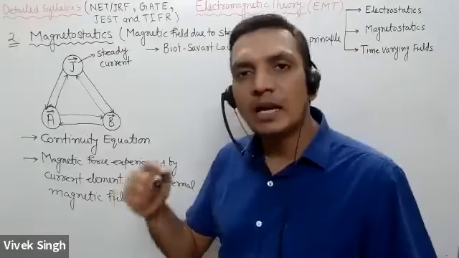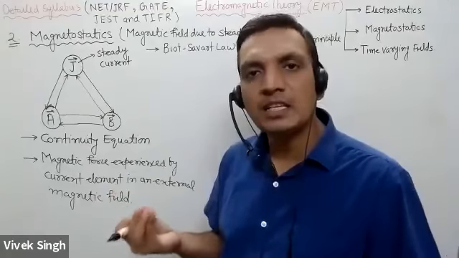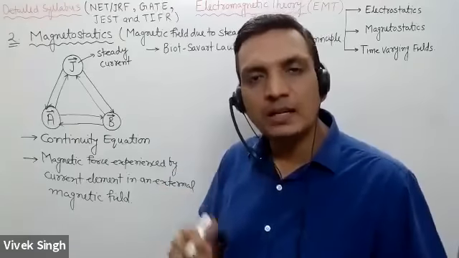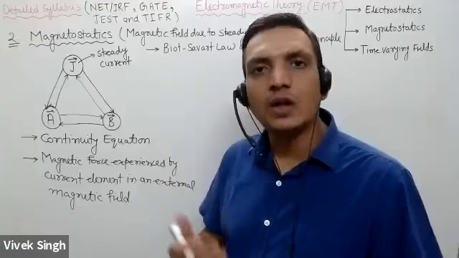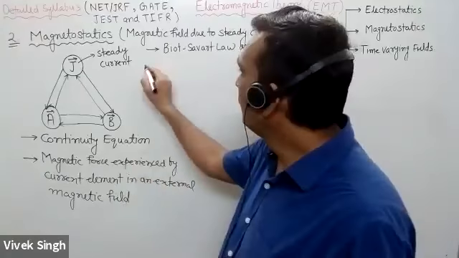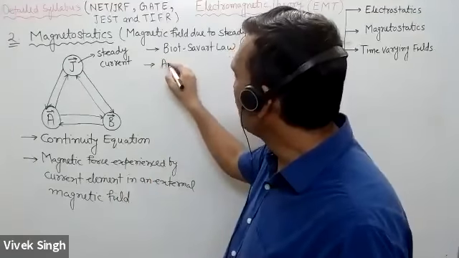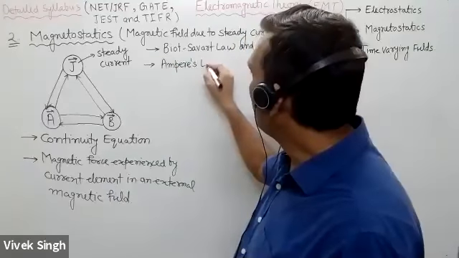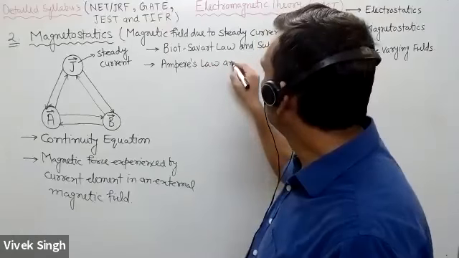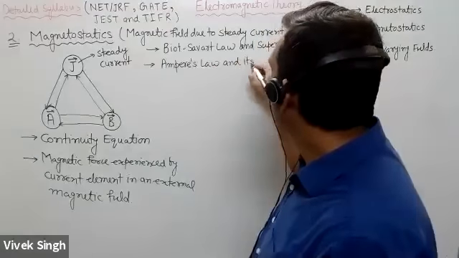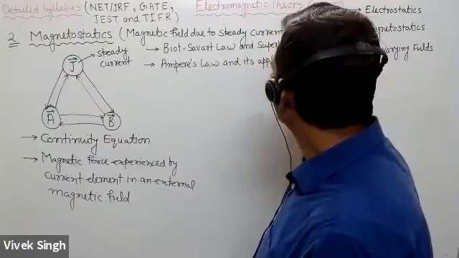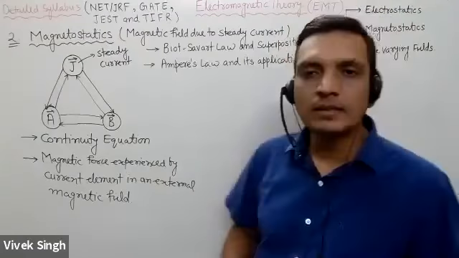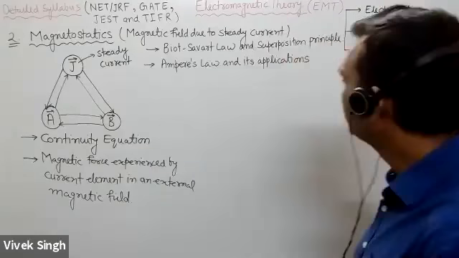Sometimes symmetrical current distribution is given. For example, that symmetry will be, you have infinite wire, infinite sheet, or ideal solenoid. In that case, we can use Ampere's law. So Ampere's law and its applications.